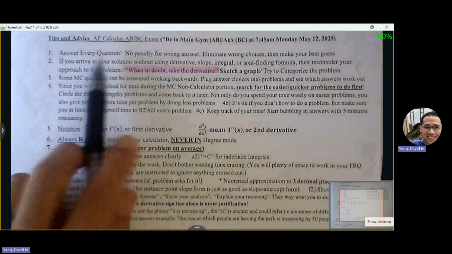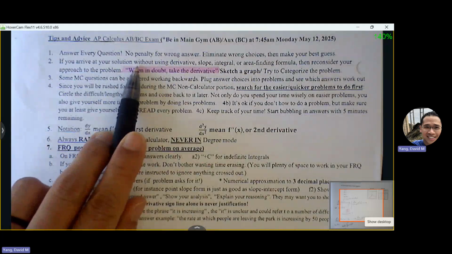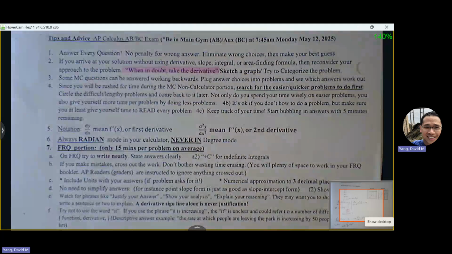If you arrive at your solution without using derivative, slope, integral, or some area finding formula, then you want to reconsider your approach to the problem. And this is an oversimplification, but when in doubt, take the derivative. It's not always true. You can poke holes in that statement a lot, but the majority of your exam is going to be some derivative or integral related topic.